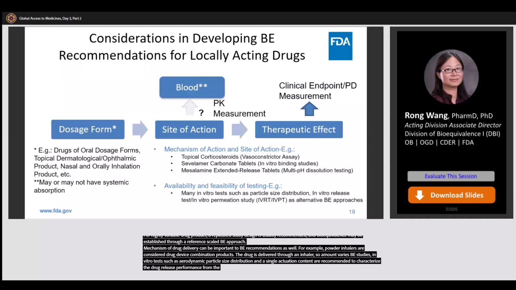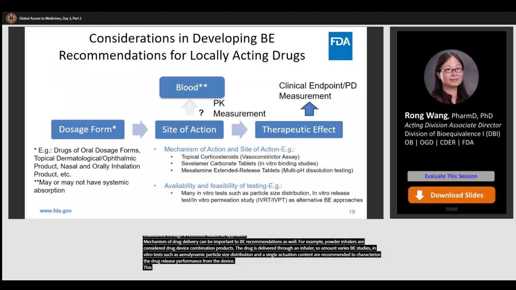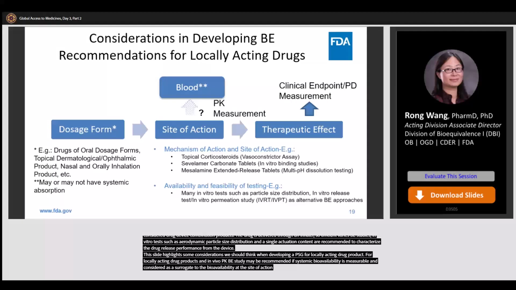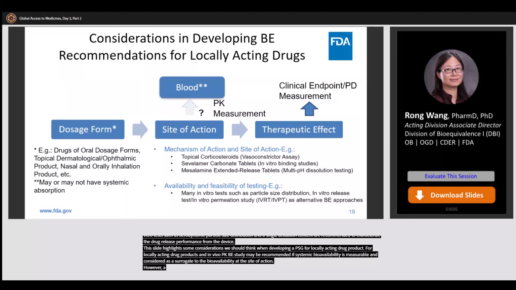These slides highlight some considerations we should think about when developing a PSG for a locally acting drug product. For locally acting drug products, an in vivo PK BE study may be recommended if systemic bioavailability is measurable and considered as a surrogate to the bioavailability at the site of action. However, a lot of locally acting drug products may not have measurable systemic absorption.